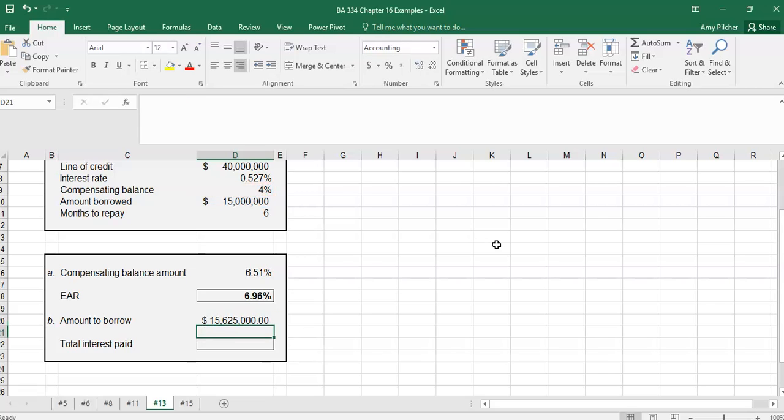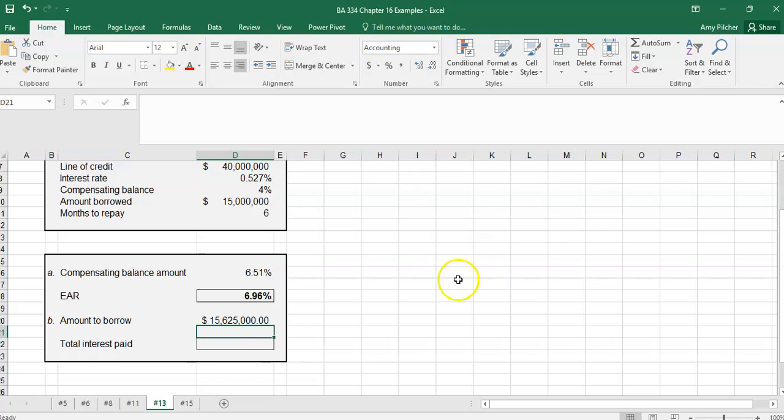So we need to borrow 15,625,000. So we'll have our 15 million in cash. We have to put the 625,000 in that compensating balance account.